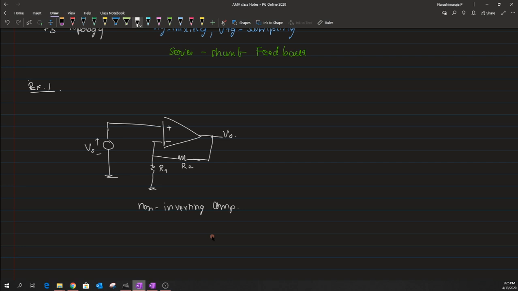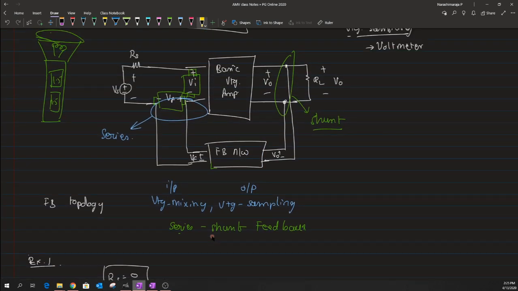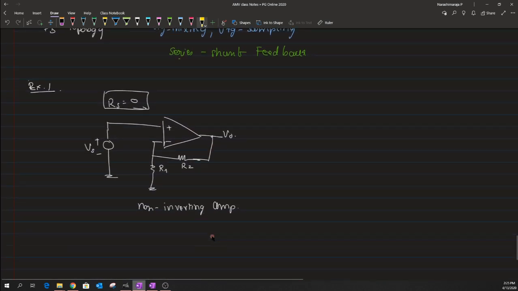Basically we can see that we have a circuit where we don't have any source resistance as of now. The RS is not there, so we have an ideal source without any resistance, and that is being fed directly here. Let us try to fix these potentials. We know from the basic structure that the input of this basic amplifier is supposed to be Vi.